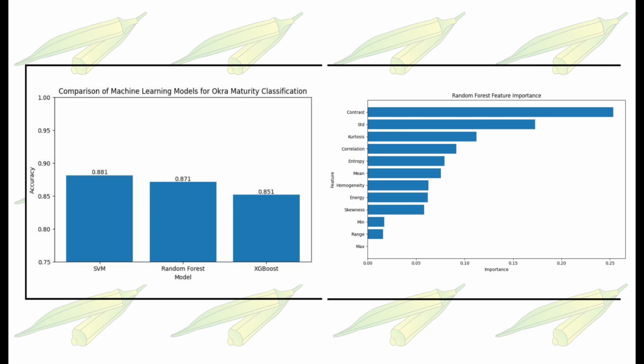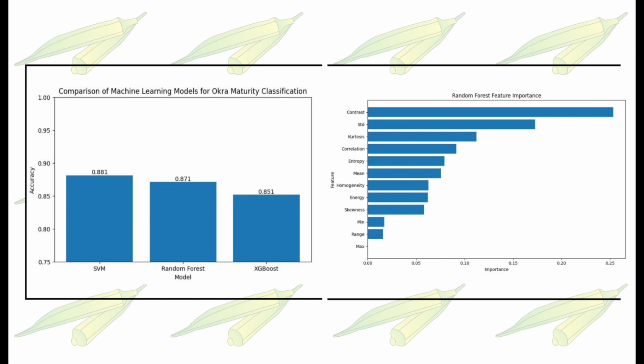On this slide, we summarize our model performance and take a look inside the AI to see exactly how it makes its decisions. So first, looking at the bar chart on the left, we can see a direct comparison of our three machine learning models. SVM leads the pack with the highest accuracy, Random Forest is right behind, and XGBoost is the last one. This visual clearly confirms why we chose SVM as our final model for deployment.